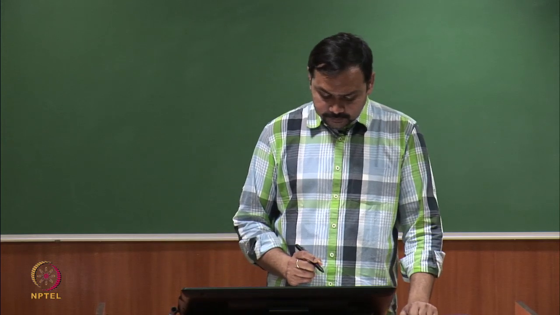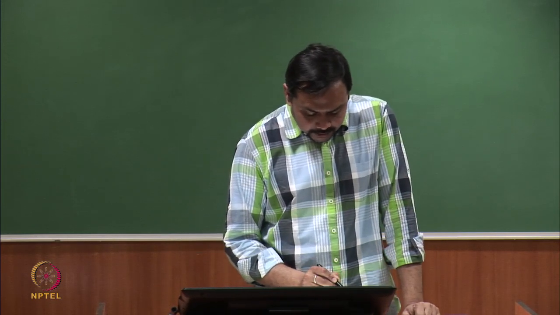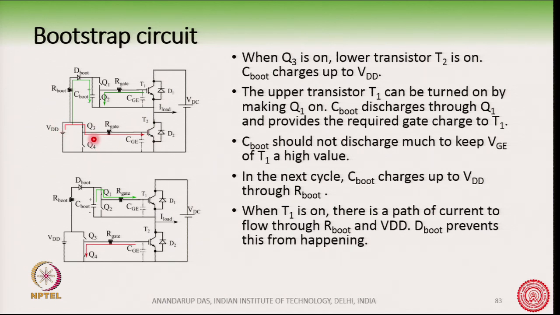Now, suppose in this circuit I am turning on the lower IGBT, T2. In order to turn on T2, I will turn on Q3. So, you have a VDD voltage and the current will flow like this and complete the path. After turning on Q3, this voltage will give the charge required to turn on this lower IGBT.